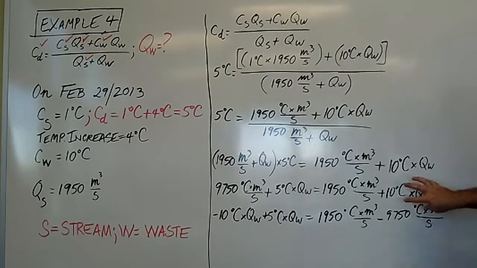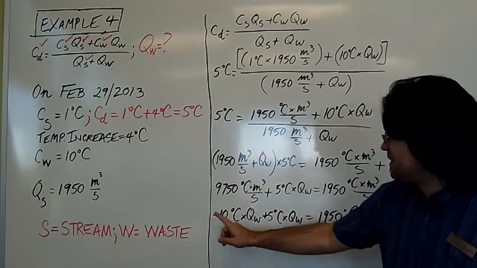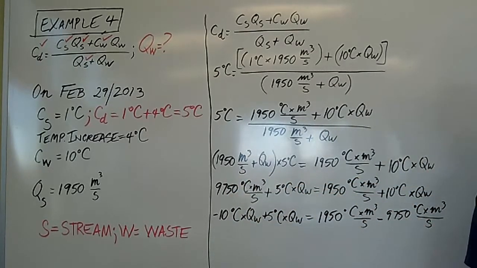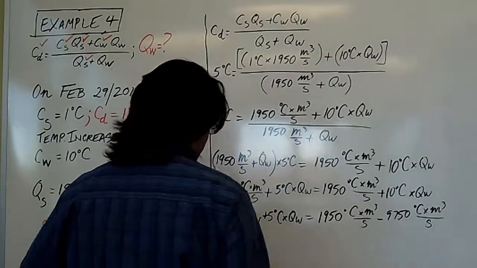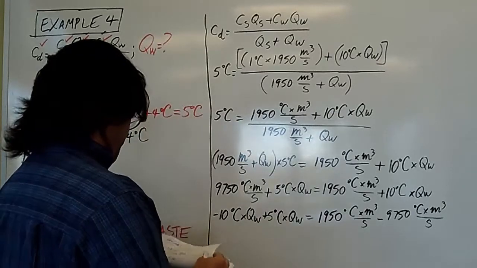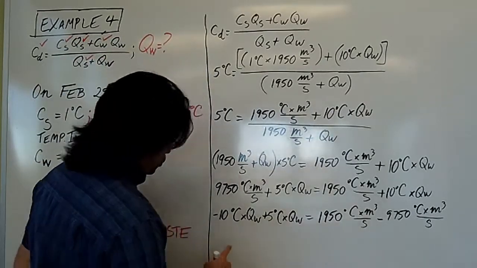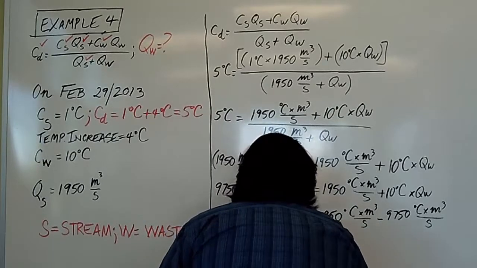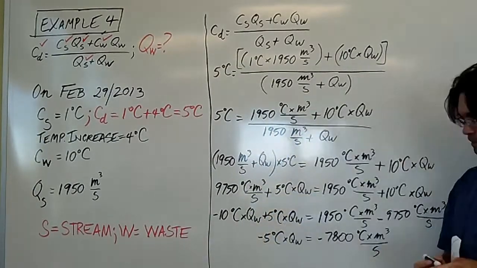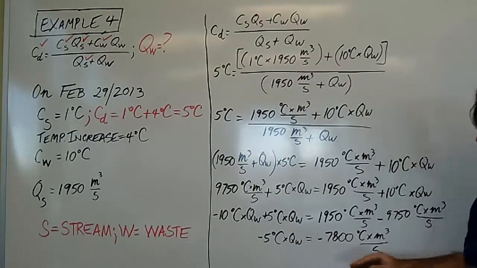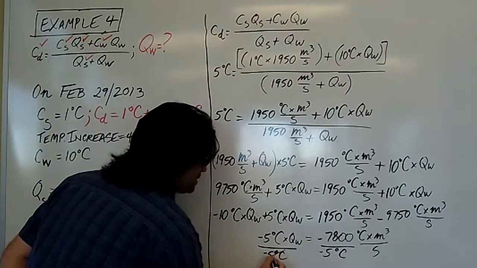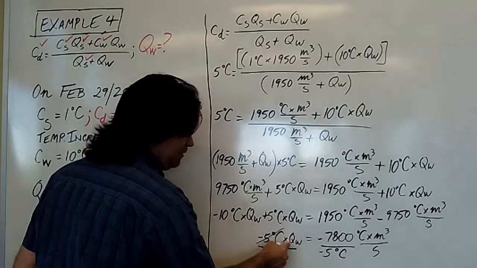Okay, so you see what I did? I took this and brought it to this side. That's why it has a negative sign. I took this and brought it to this side, and that's why it has a negative sign. So now, I'm just going to work this out. So minus 10 degrees Celsius QW plus 5 degrees Celsius QW is... So now, I'm going to divide both sides by minus 5 degrees Celsius. And do you see what happens? Minus 5 degrees Celsius and minus 5 degrees Celsius cancels out. You're only left with QW on this side.